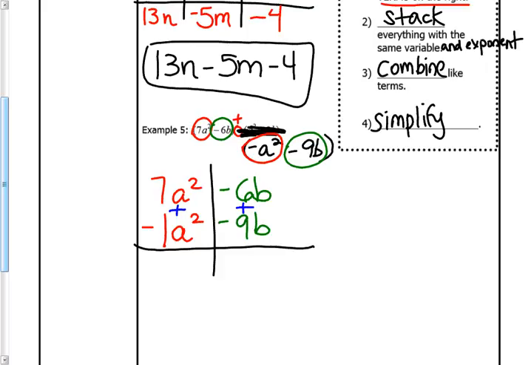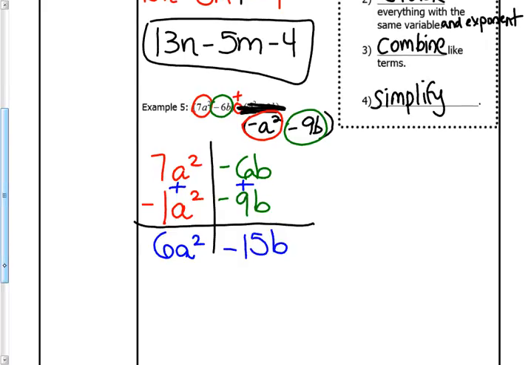We've got 7 plus negative 1. 7 plus negative 1 is going to give me a positive 6. So this is 6a squared. And then negative 6 plus negative 9 is negative 15. So that's negative 15b. So if I'm putting my answer together, I get 6a squared minus 15b. So I want to keep that sign the way it is. Okay?